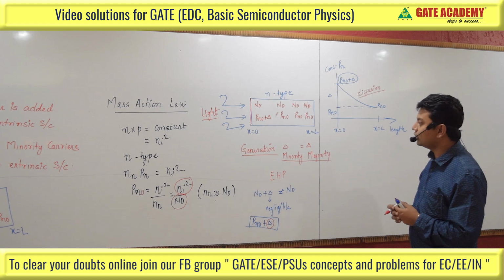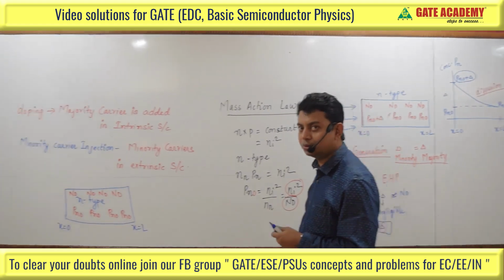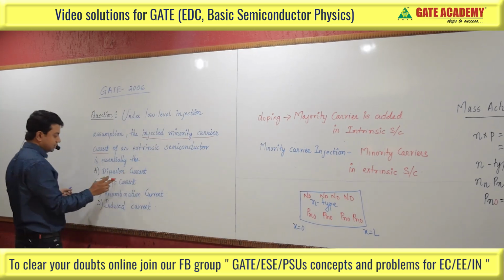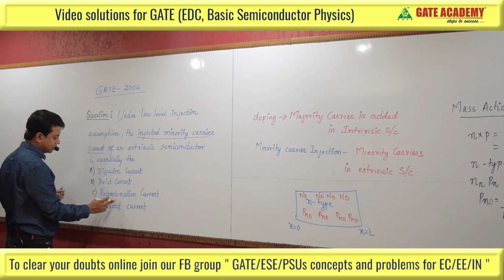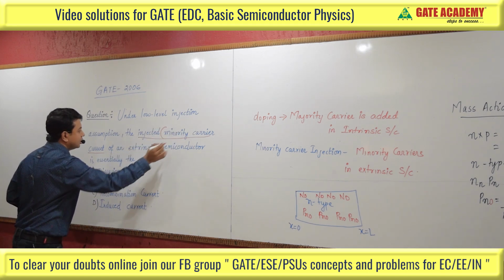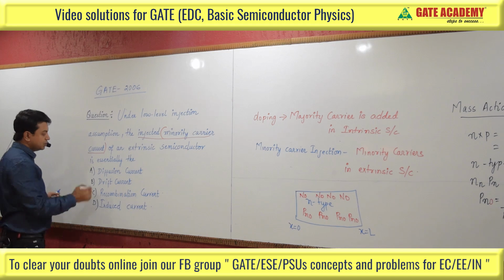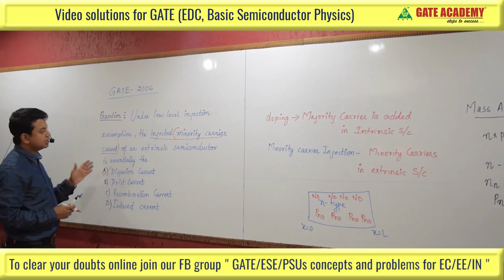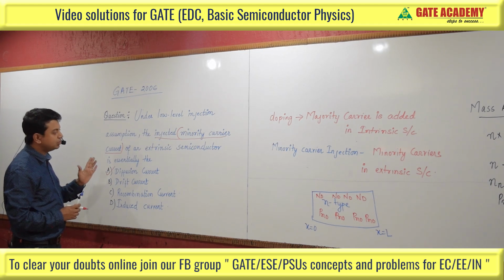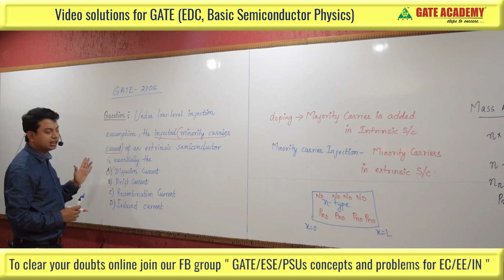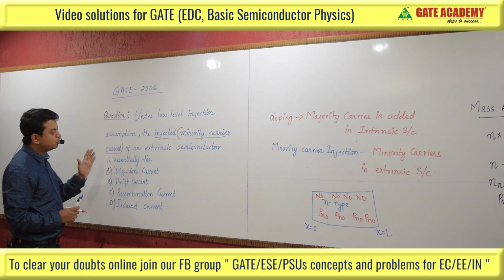In this question we have 4 options: diffusion current, drift current, recombination current, and induced current. The minority carrier current is because of diffusion current, because if one edge of the semiconductor is illuminated with a light source, the minority charge carrier increases at one end of the semiconductor at x is equal to 0, and it will move to the other end.